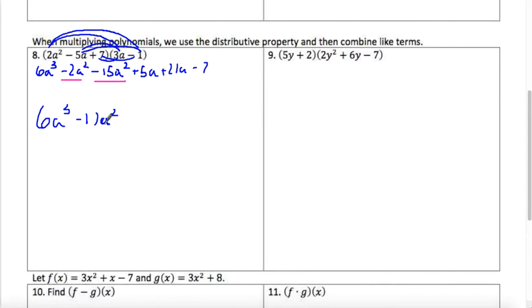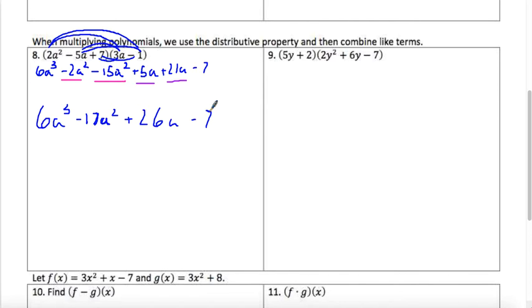And then 5a plus 21a is 26a. And minus 7.